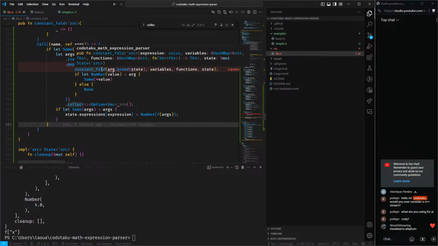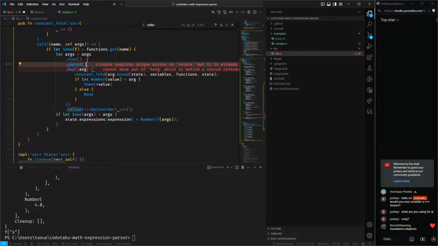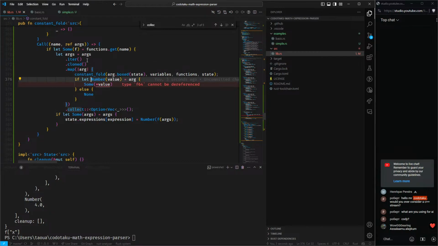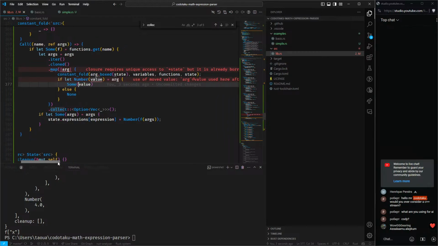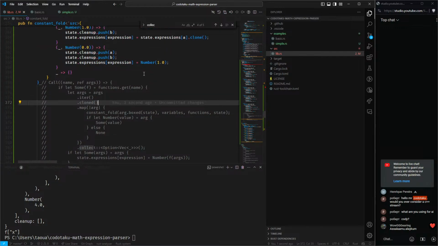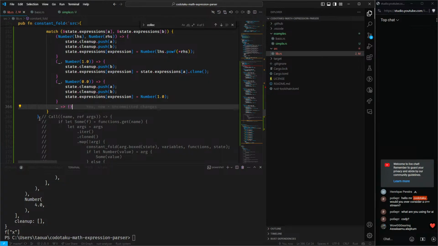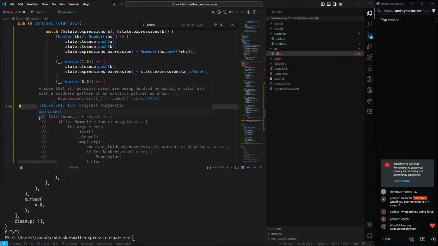Here we go again. Oh man. Can we just copy every single element there? Well, not copy, clone maybe? Would that help? What? I guess we can come back to it later on, honestly. This is really sucky. Anyways, ensure that all possible cases are being handled.